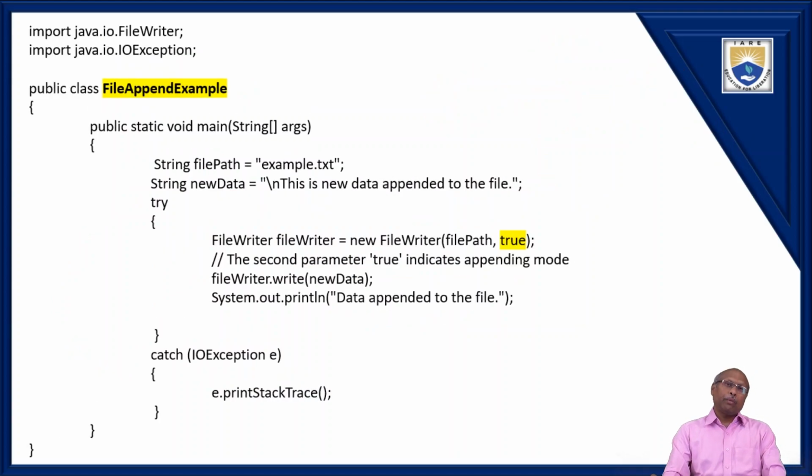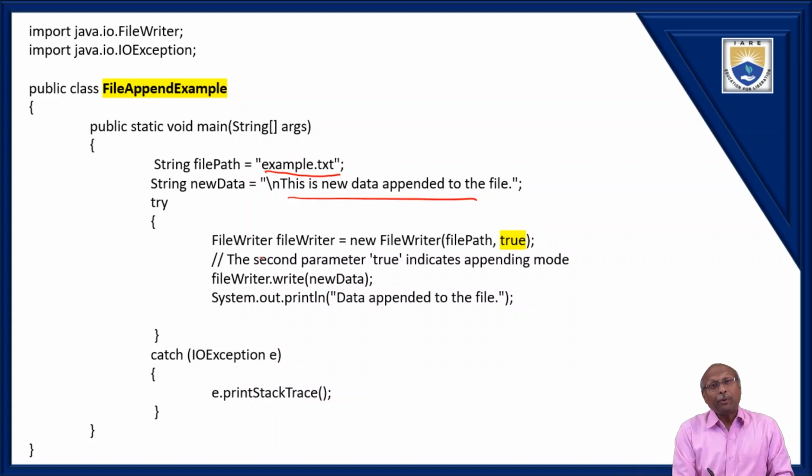Similarly, there is one more example, file append. How to append the data? Where you want to append? To the same file, to the example.txt. In example.txt, you have already written 2 lines. In addition to these 2, I want to write one more line. This is a new line, a new data appended to the file. This line I want to write.